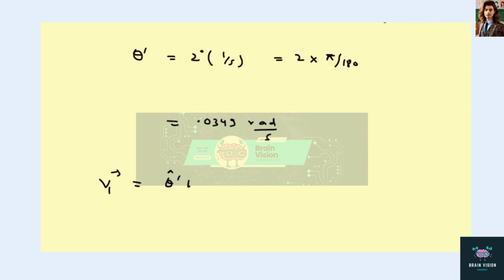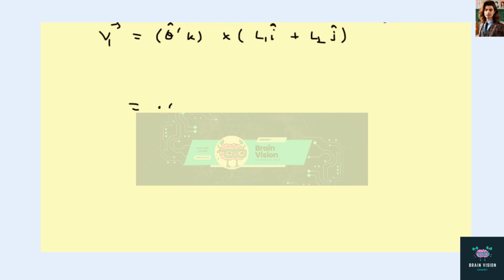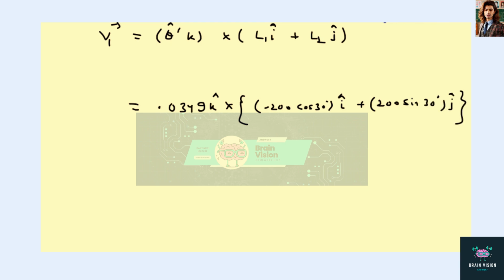Now the velocity can be calculated as v1 is equal to theta dash k cap cross L1 i cap plus L2 j cap. So on further simplification, you can write this value as 0.0349 k cap cross minus 200 cos 30 degree i cap plus 200 sin 30 degree j cap, which is equal to 3.49 i cap minus 6.0448 j cap meter per second.